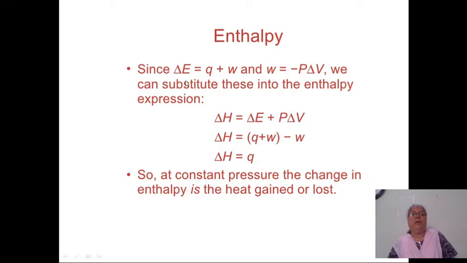Then all of you know, from the first law of thermodynamics, we have the change in internal energy given by Q plus W, and W is equal to minus P delta V. So we can substitute this into the enthalpy expression. That's why we have delta H equal to delta E plus P delta V. Again, delta H is equal to delta E. We substitute here Q plus W, and here it is minus W, and therefore delta H is equal to Q.